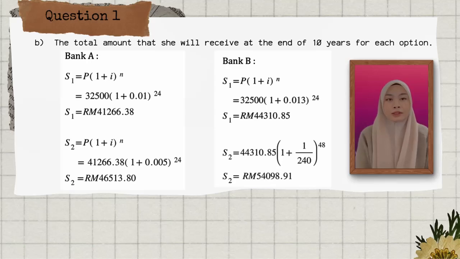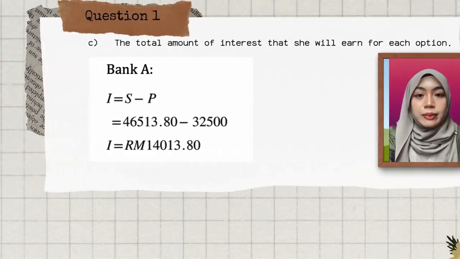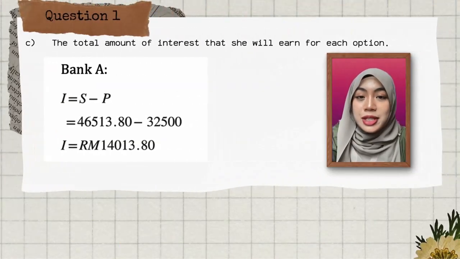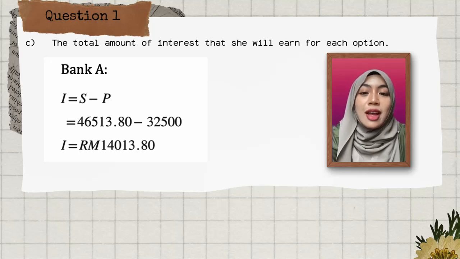32,500 multiplied by 1 plus 0.013 to the power of 24. So, for the S1, the answer is 44,310 and 85 cents, multiplied by 1 plus 1 over 240 to the power of 14.8. The last answer is 15,490.